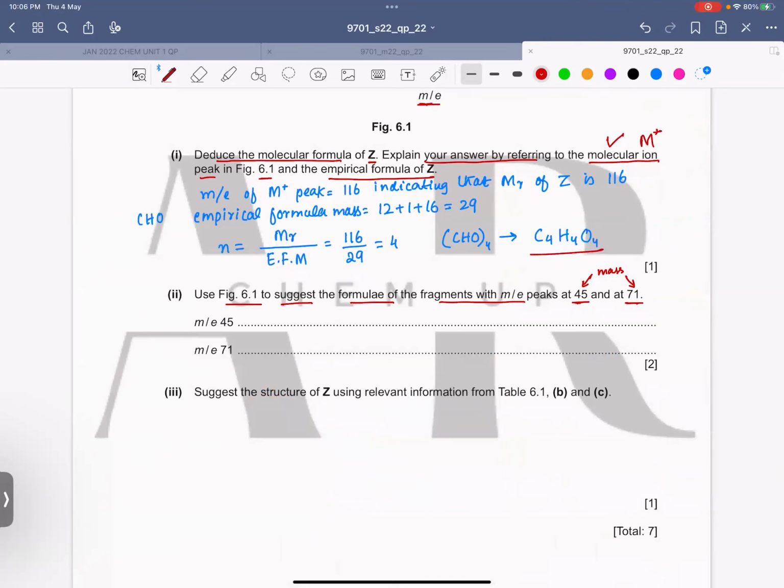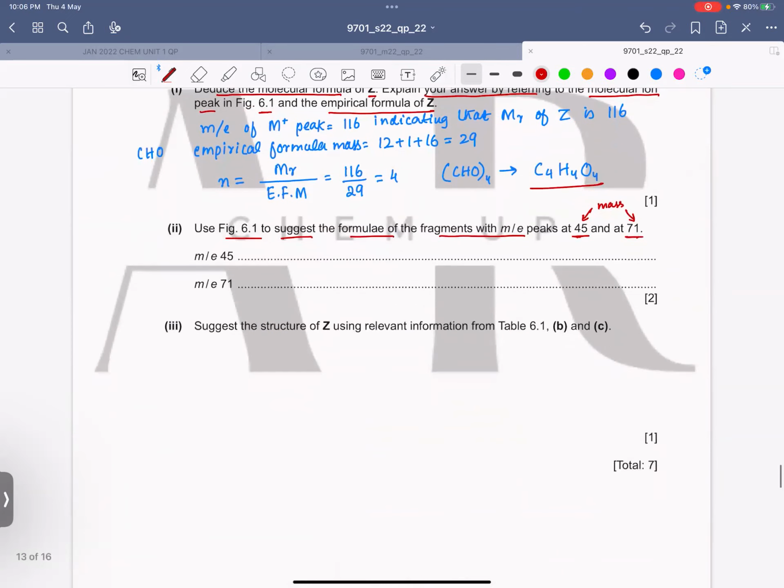we got this empirical formula, the molecular formula, right? Now, what functional groups does Z contain? Can anybody recall? Carboxylic acid and alkene, right?